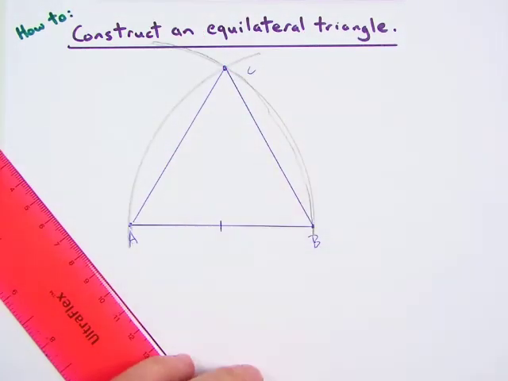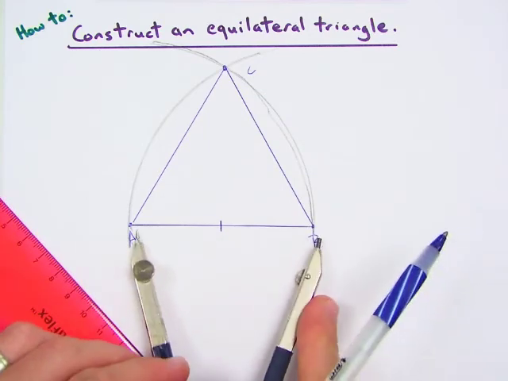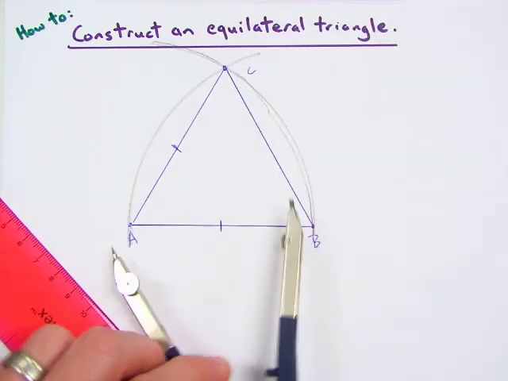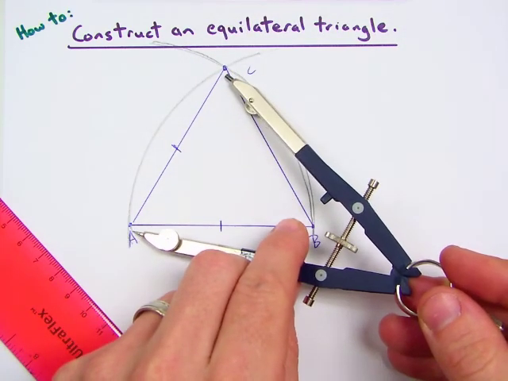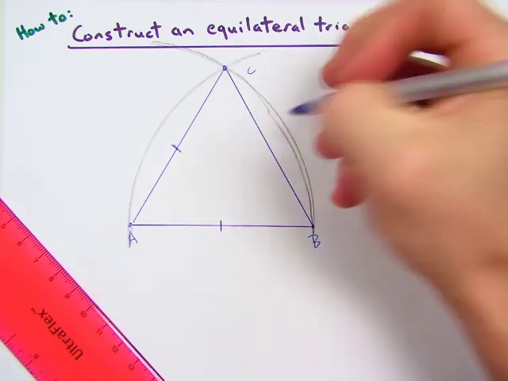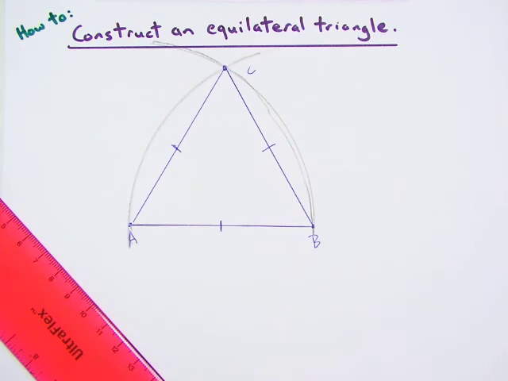Now, since this was the length that you copied with your compass, you know this one has to be congruent, and this one also has to be congruent. So now we know that triangle ABC is equilateral.